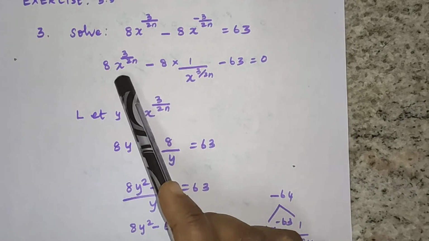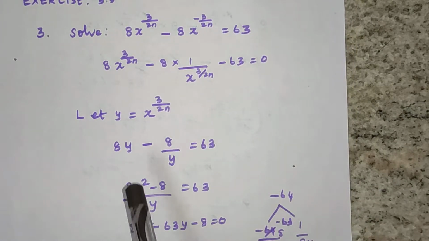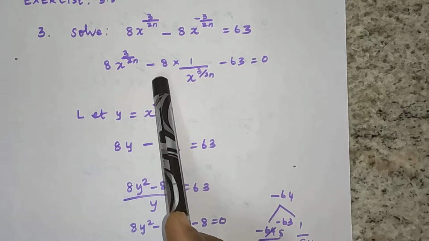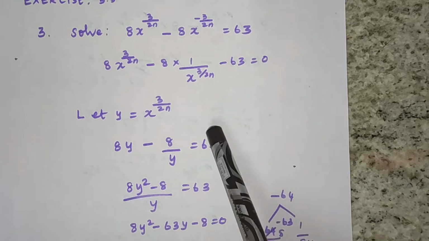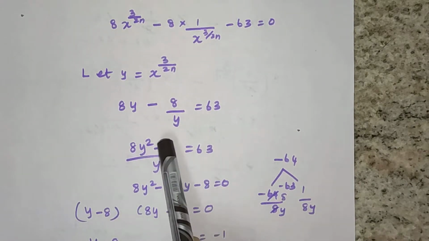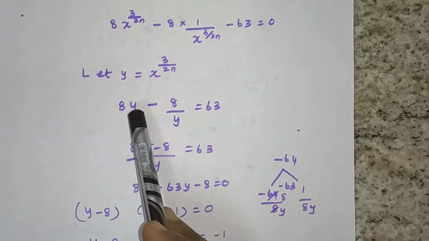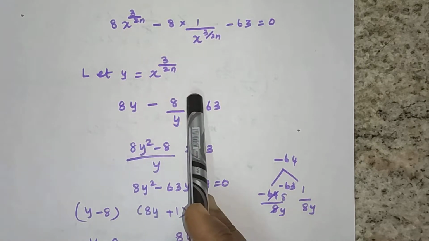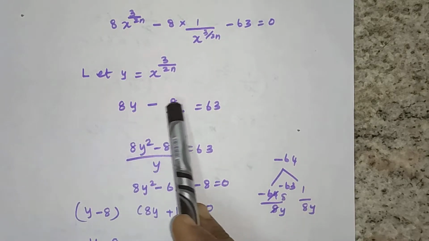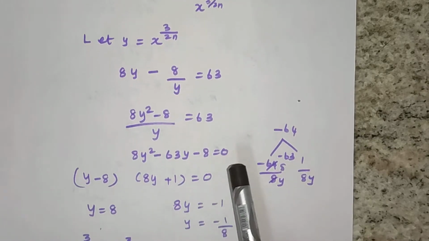So let me take this term as y. Let y is equal to x power 3 by 2n. So this is 8y minus 8 by y equal to 63. Here you take cross multiplication, LCM. So y into y means y square, 1 into 8 means 8, 1 into y means y. So 8y square minus 8 by y equal to 63.